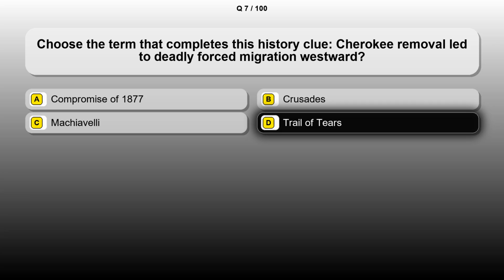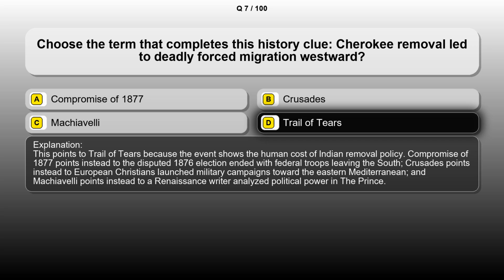The correct answer is option D, Trail of Tears. This points to Trail of Tears because the event shows the human cost of Indian removal policy. Compromise of 1877 points instead to the disputed 1876 election that ended with federal troops leaving the South.